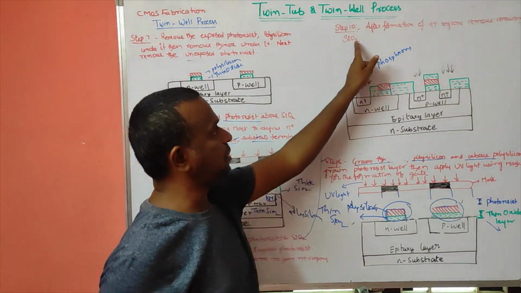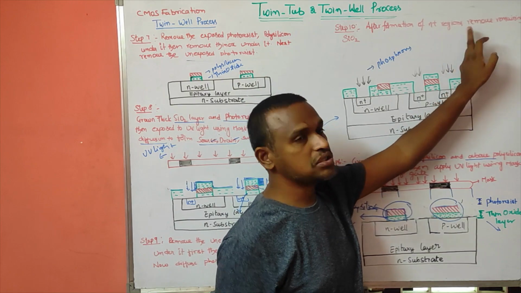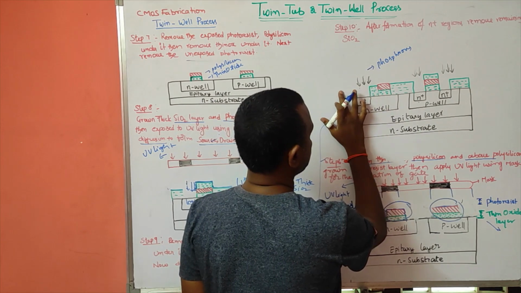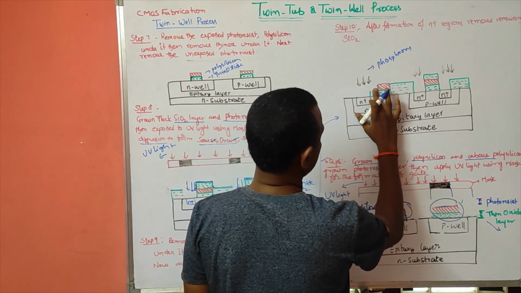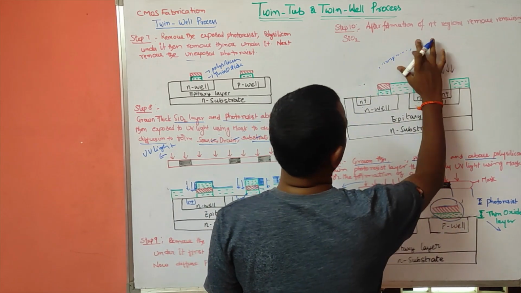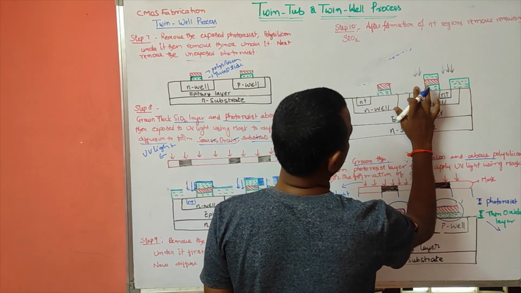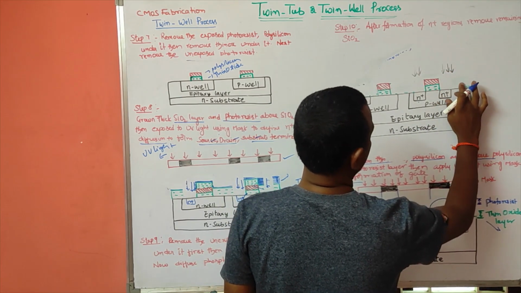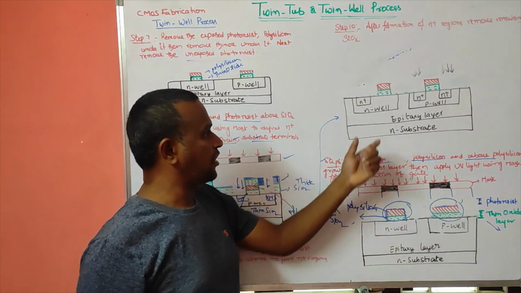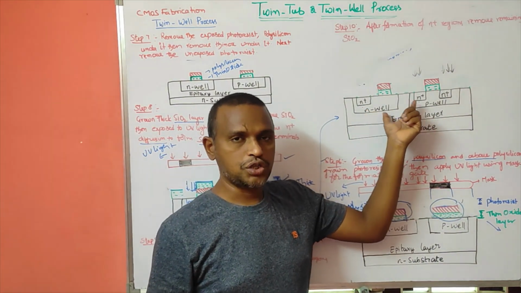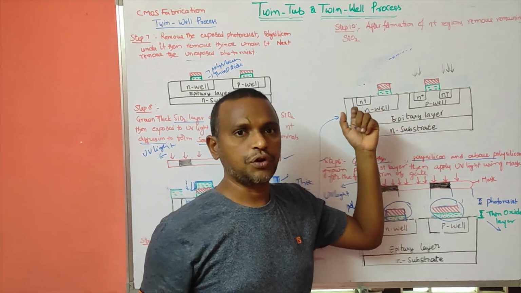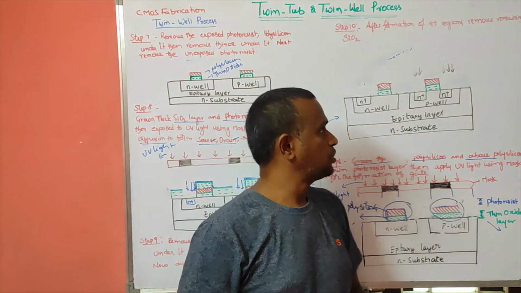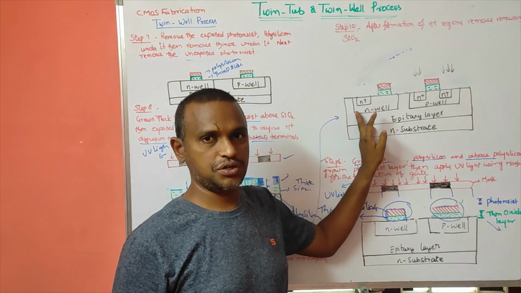After step 10, after the formation of the N plus regions, remove the remaining SiO2 also. So I am removing the remaining SiO2 here. That is the only thing that is remaining for us. Similar steps can be extended for the P plus diffusion also. So this is how you can form the N plus regions.